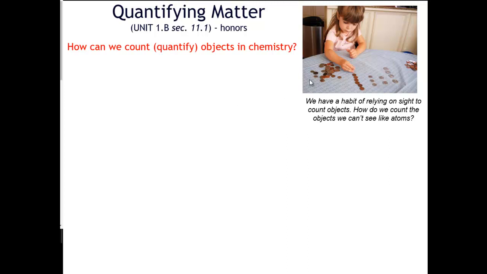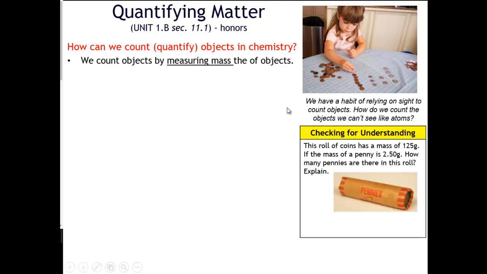So let's start off with this picture here. You have this little girl counting up coins, and she can clearly see the amount of coins that she counts up, right? Now, we always seem to have to rely on sight to count objects, but are there other ways to count objects?